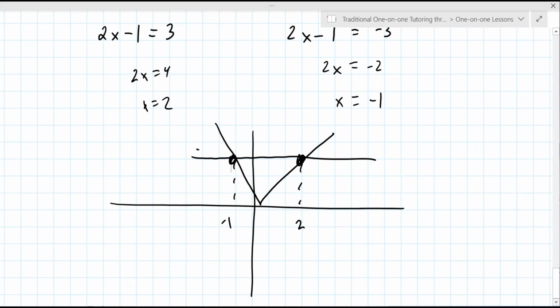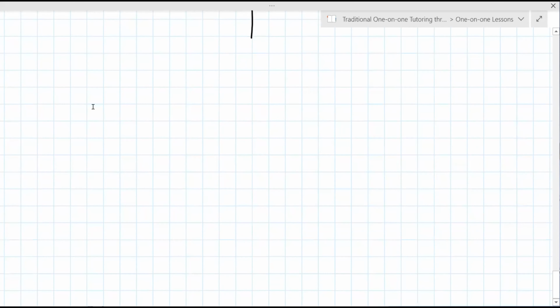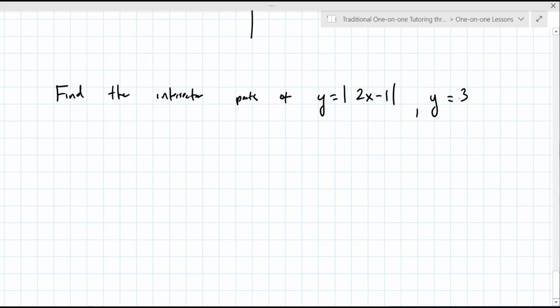So then, okay, that makes more sense. Yeah, y is 3, and then that's the x. Like the problem could say find the intersection points of absolute value 2x minus 1 and y equals 3. And it's the same problem because you set the y's equal.